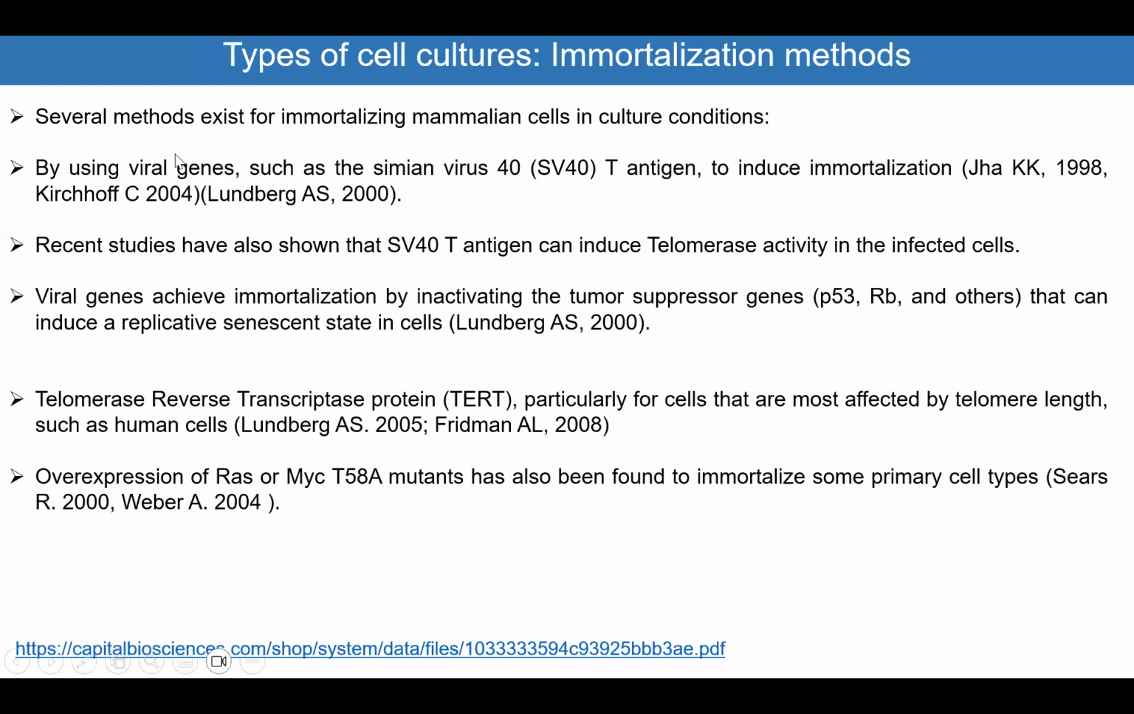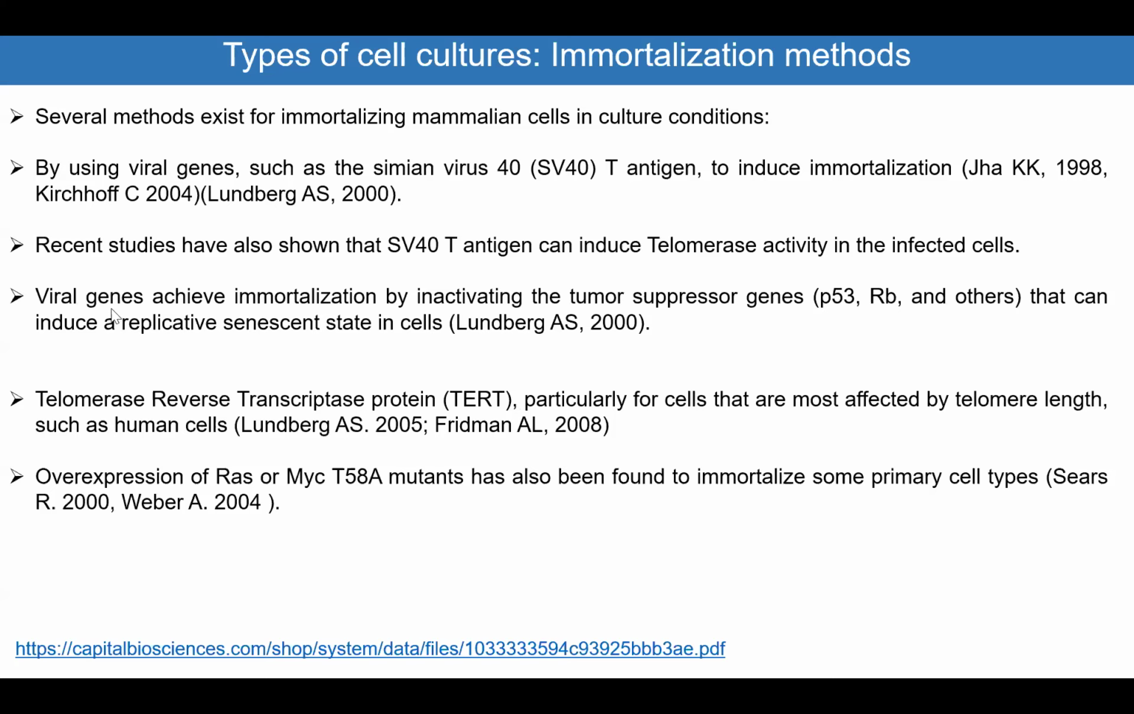Okay, there are, of course, many other methods. One of the things that simian virus SV40 T antigen does is that it will induce telomerase activity in infected cells. You know, the cells stop dividing because they lose their telomeres. And the other protein that is known to do that is the telomerase reverse transcriptase protein, the TERT. If you overexpress it in cells, you will maintain the telomerases, and therefore you can transform the cells into a cell line.